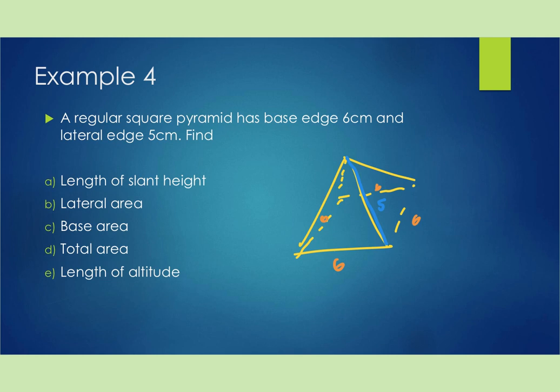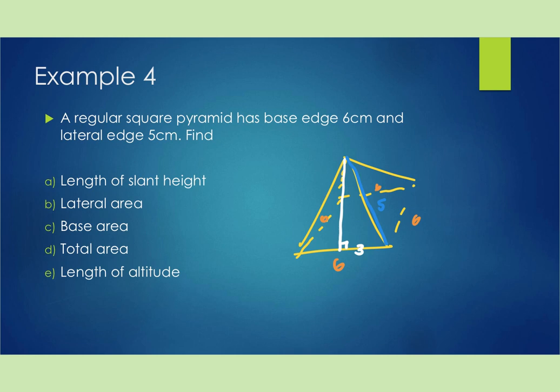So if I want to find the slant height, which would run diagonally down the side of your triangle, what does it do to the side length being 6? Cuts it in half. So this is now 3. That's a right triangle where the hypotenuse is 5 and a side length is 3, which would make your slant height.